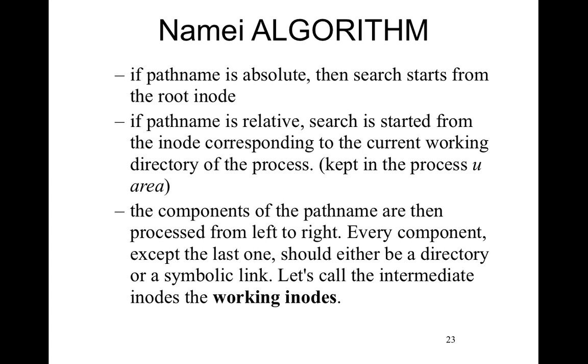All right, so relative starts from the inode corresponding to the current working directory of the process, kept in the process U area, the user area. The components of the path name are then processed from left to right. Each component, except the last one, should be either a directory or a symbolic link. So the guessing game doesn't matter. It's all files, but we know it's a directory because we see the symbol of the slash, forward slash actually.